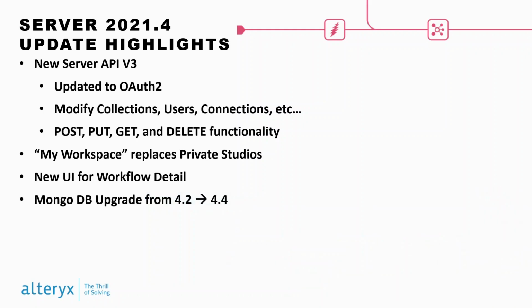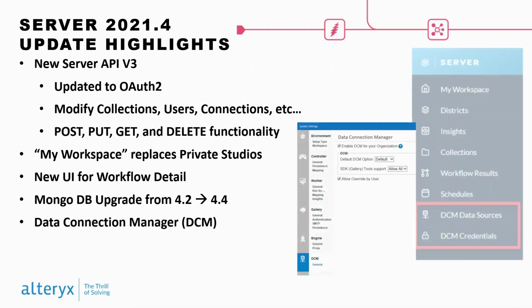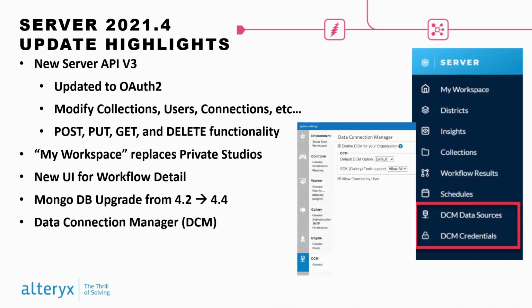And the Mongo database has been upgraded from 4.2 to 4.4. And there's a new data connection manager, called DCM for short, available on the server as well. It did previously have data connections options in the server, but it's being replaced by this more robust data connection manager, as you can see here.